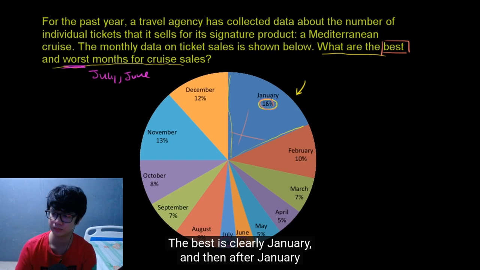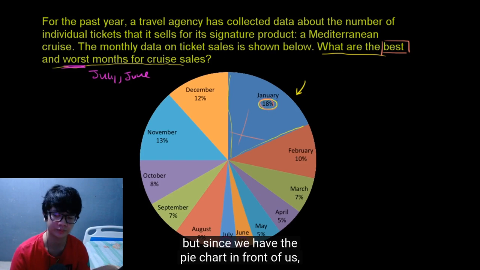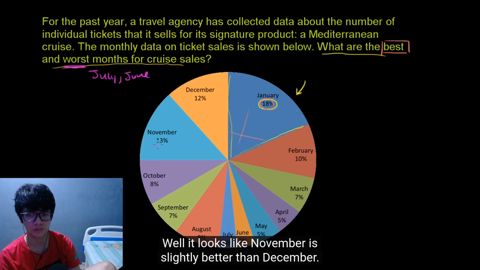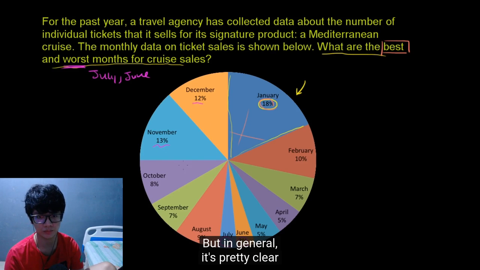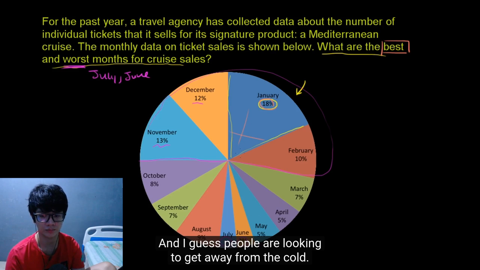After January, the next best, they're not really asking us that, but since we have the pie chart in front of us, we might as well ask ourselves. What's the next best? It looks like November is slightly better than December, but in general, it's pretty clear that the winter months do much better in terms of cruise sales than these over here, and I guess people are looking to get away from the cold.